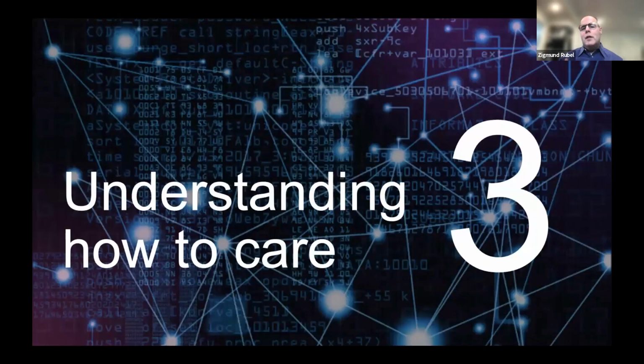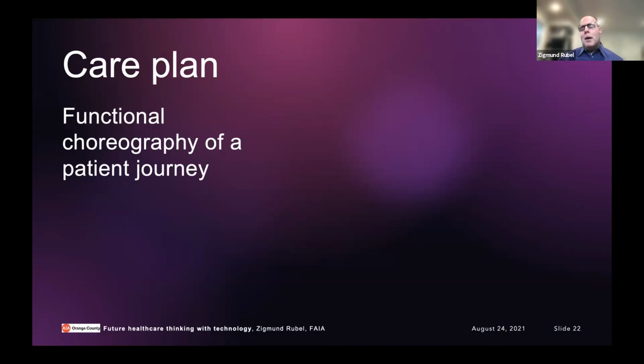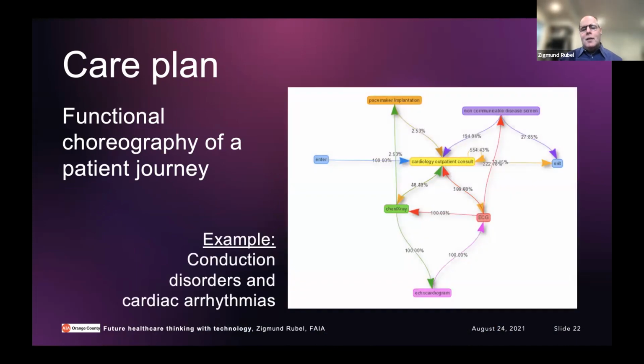So how do we change our thinking to understand how people are cared for? So I'm going to talk about what a care plan is. And the simple definition of a care plan is it's a functional choreography of a patient journey. And what that looks like, this is just a simple example of someone who might have a heart electrical malfunction, which is also called cardiac arrhythmia or conduction disorder. And these are the key spaces that the patient might go to.